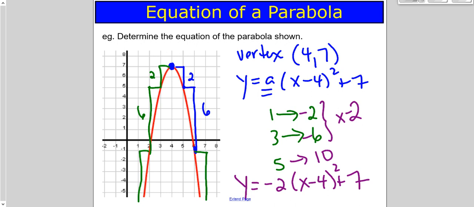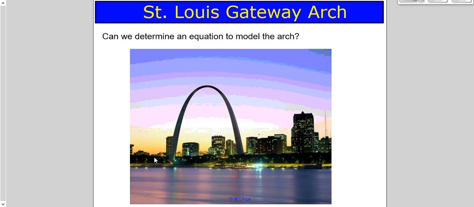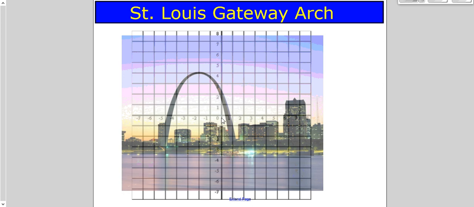Okay, let's take a look at another one. Suppose we had this picture of this archway and we wanted to find the equation of an arch. Well, just by itself, it becomes really hard to do. But if I can superimpose a grid on top of it, like so, notice now that I can actually kind of see where this is going on.